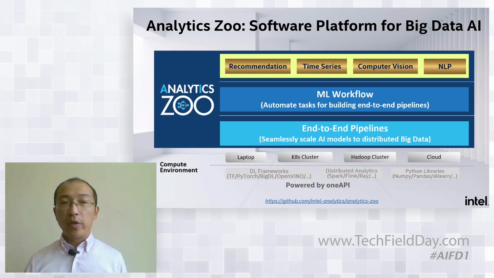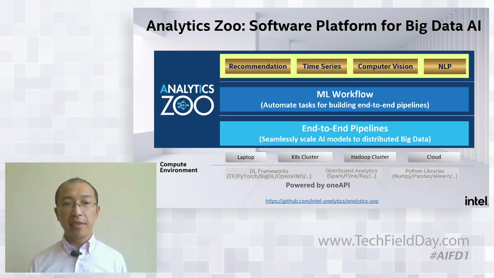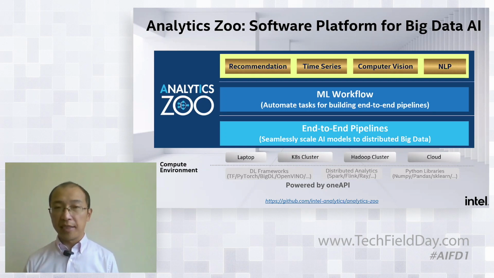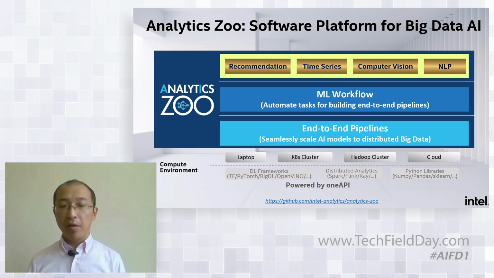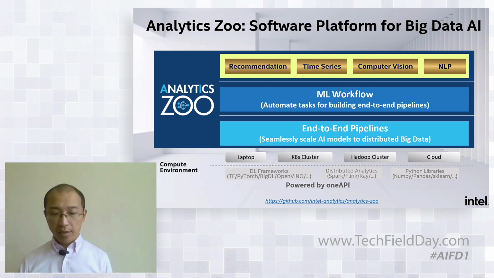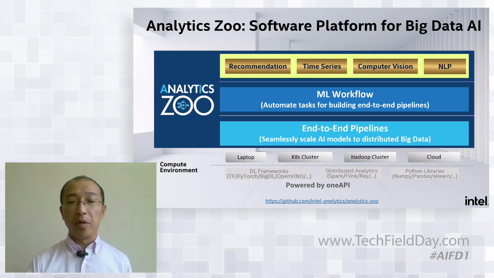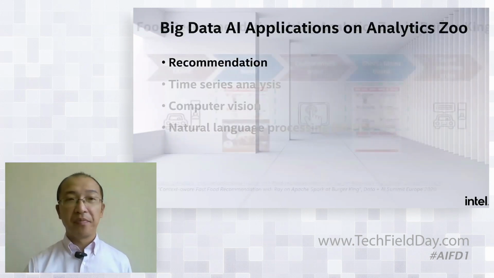In practice, we see our users are building different types of applications on top of Analytic Zoom. Those applications can be roughly categorized into 4 categories: recommendation, time series analysis, as well as computer vision and natural language processing. So next, I will show some examples and dive into the details of how those applications are built in the real world. So first, let's look at some recommendation examples.